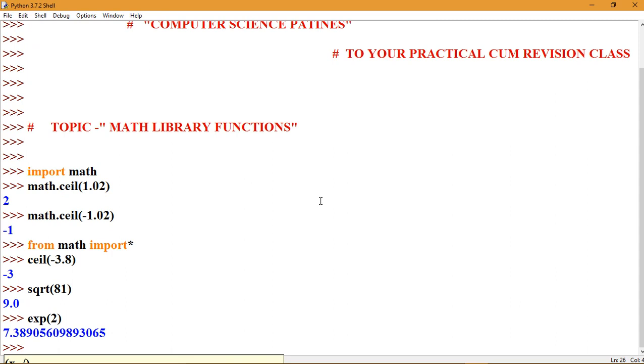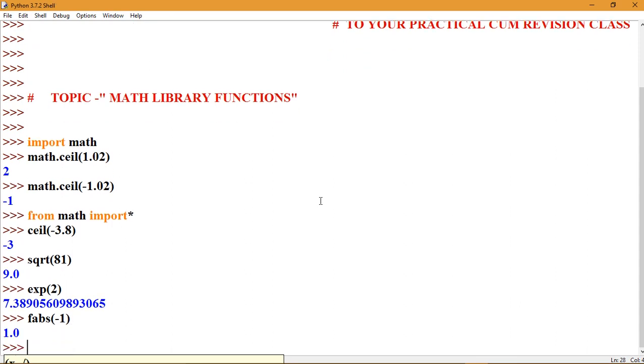Okay, the fabs function will give you the absolute value. Fabs. Mind the spelling should be correct every time. If I give minus 1, modulus, it is the absolute value, so it will give me a positive value always. If I give minus 1, it will give me plus 1. If I give plus 1, it will return plus 1.